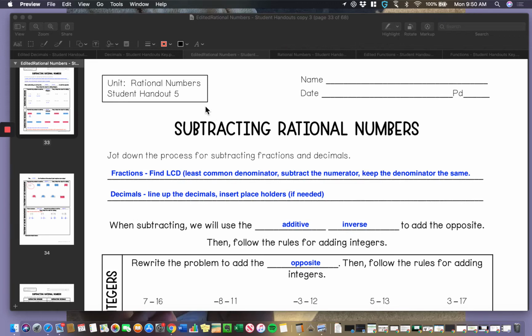Hello everybody. So today we have subtracting rational numbers. It says jot down the process for subtracting fractions and decimals.